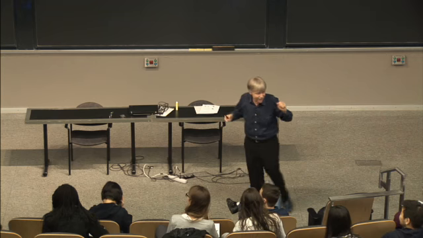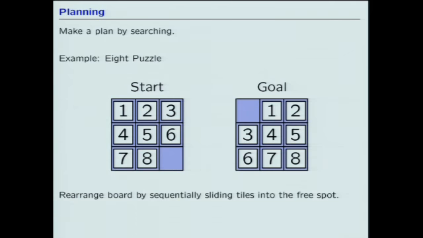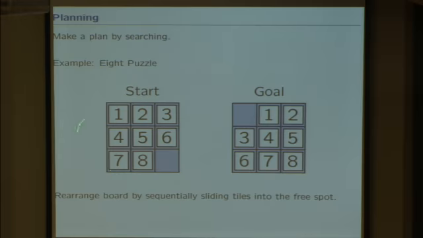Just to get going, I want to show you a very simple kind of search problem. This is called the 8 puzzle. The idea is to make a plan to go from this configuration, which we'll call a state, to this configuration, which we'll call the goal state. On each move, you get to move one of the tiles into the free space. So I could move the 8 to the right or the 6 down. Those are the only two things that I could do in the start state.